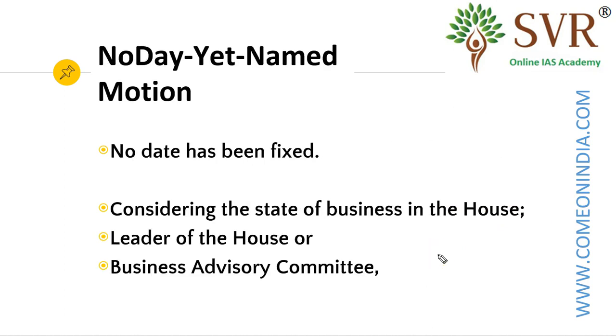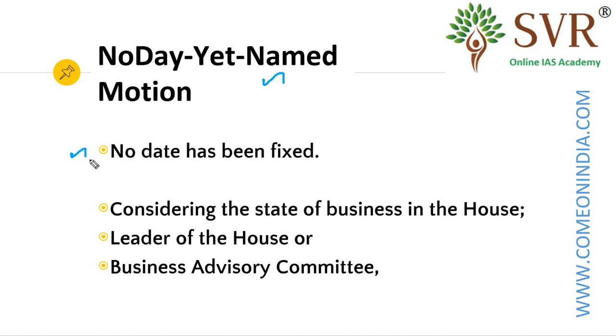The next important motion which can be moved in the House of Parliament is the no day yet named motion. In this case, the Speaker has accepted the discussion of a particular matter or accepted the motion, but still he hasn't fixed a date for discussion of such a matter. These kinds of motions are known as no day yet named motions.